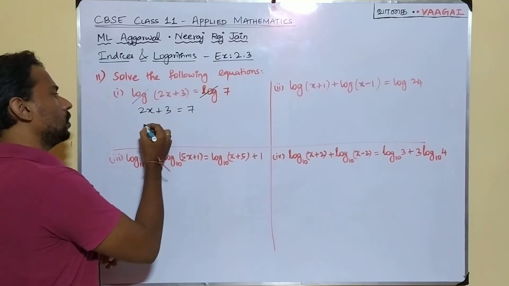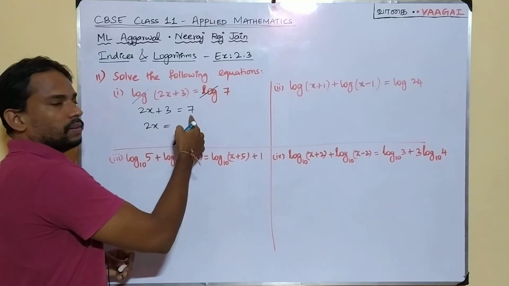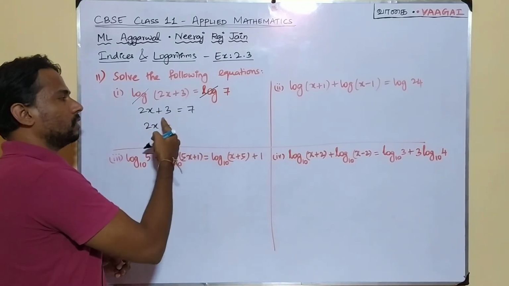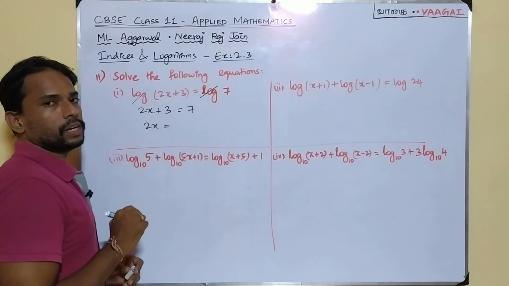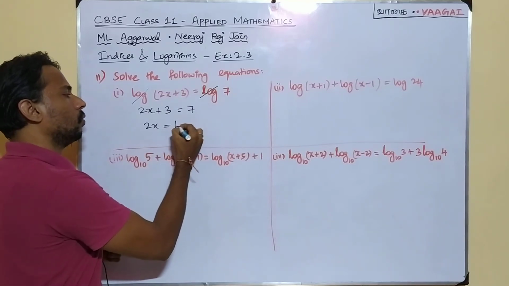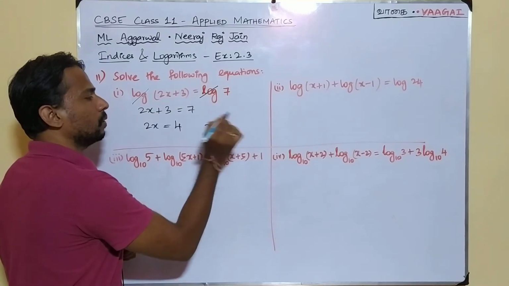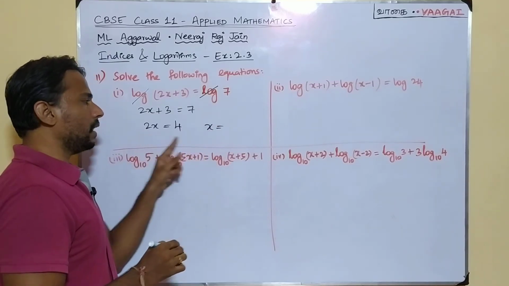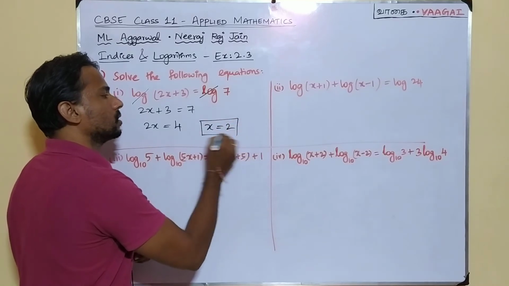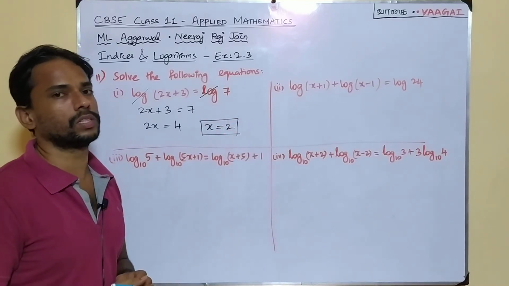That means 2x is equal to 7 minus 3. This plus 3 will go there, it becomes minus 3. So 7 minus 3 will be 4, and hence we will have 2x is equal to 4. Now if we solve for x, x is equal to 4 by 2, which is going to be 2. And x is equal to 2 is the answer for our first subdivision.